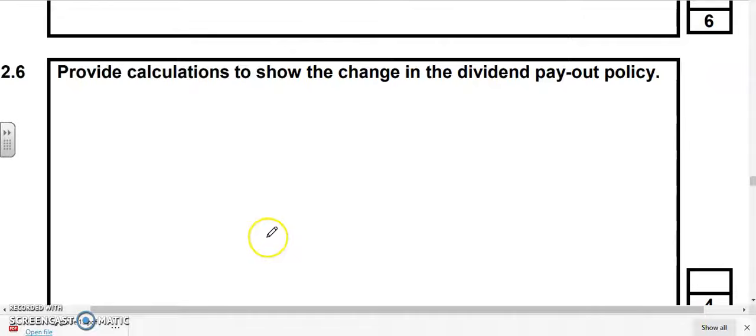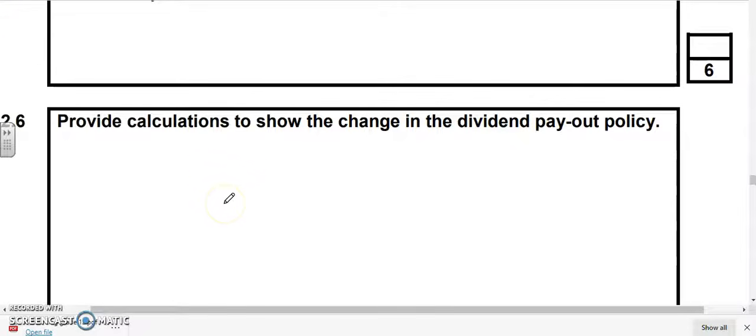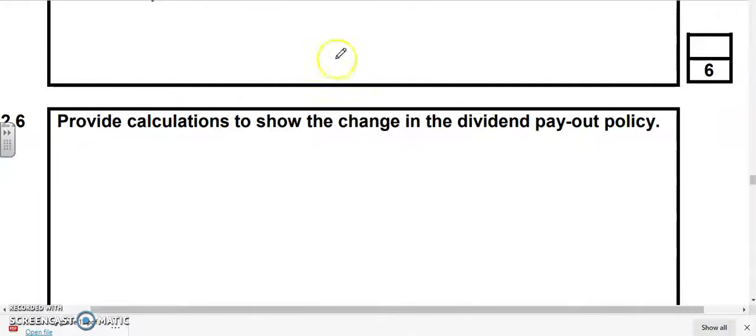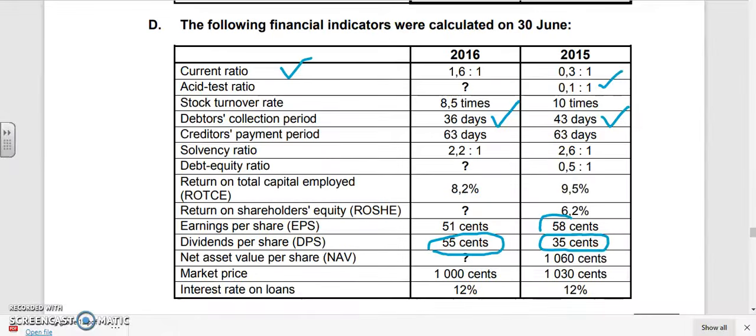Alright, the last question I want to have a look at is to provide calculation to show the change in dividend payout policy, and then to explain why the directors decided to change the policy. So watch this carefully. All you got to do here is check your dividend payout per share. Last year was 35 cents and they earned 58. You take your dividends per share divided by your earnings per share, as a percentage. So we are doing now last year's calculation.